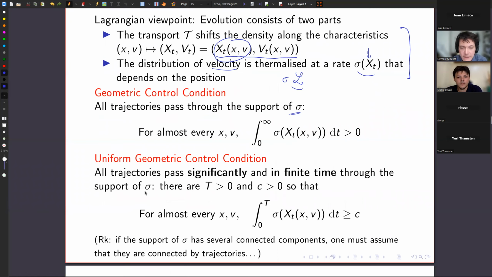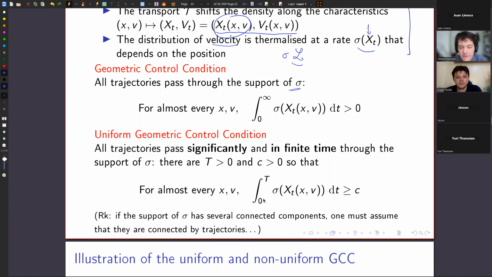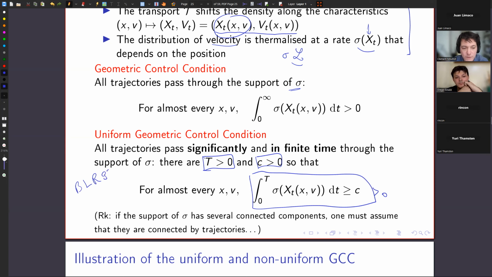The uniform geometric control condition is the same, but you want a time. You want to be able to put your hand on a time and a constant so that during this time, all trajectories spend a significant fraction of time in the support of sigma, so that you have this bound: the integral of sigma along the characteristic is bounded below. This is really the Bardos, Lebeau, Rauch condition.